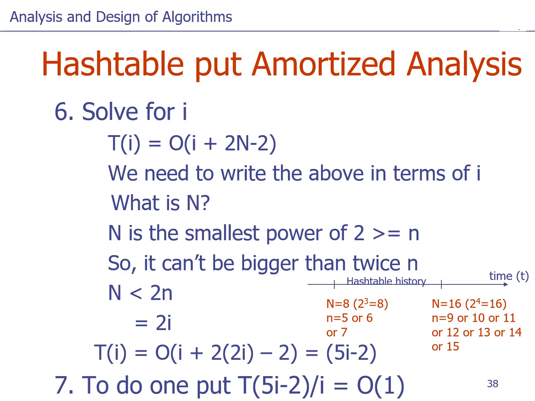So what I have now is O of I plus 2 big N minus 2, where big N is the number of buckets. So what I'm going to do is I will replace the big N with 2i. This is the observation I spent some time talking about, that the big N is the smallest power of 2 that is greater than or equal to n. Okay? So if I'm looking for the worst case here, an upper bound, it cannot be bigger than twice n. Again, work out some numbers and you will see that it is indeed true. Okay? If you just try the example with 8 and 16.